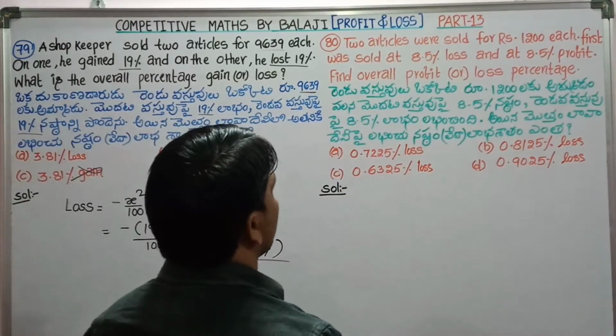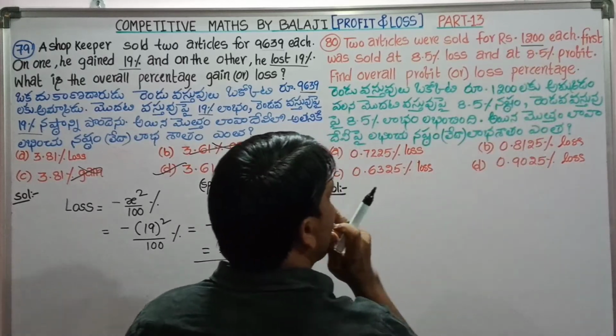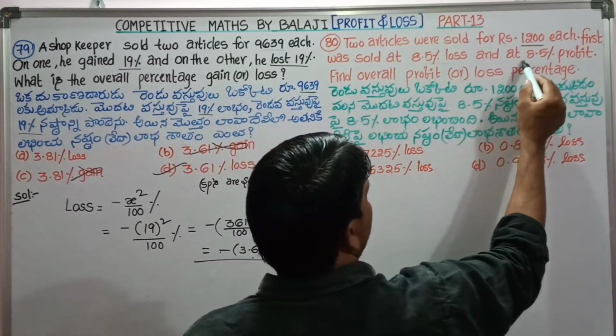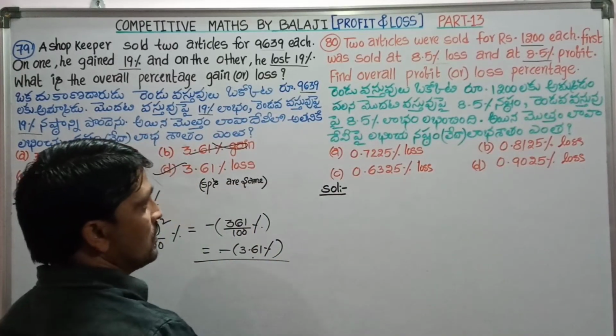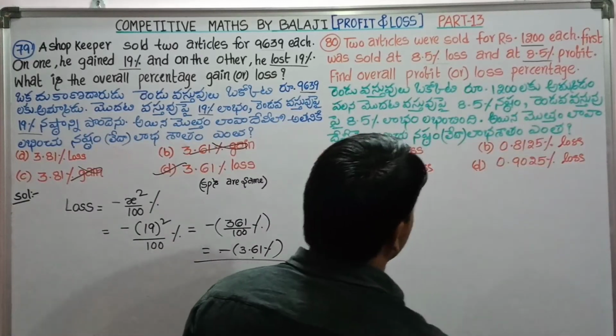80th question. 2 articles were sold for ₹1200 each. First was sold at 8.5% loss and second at 8.5% profit. Find overall profit or loss percentage.